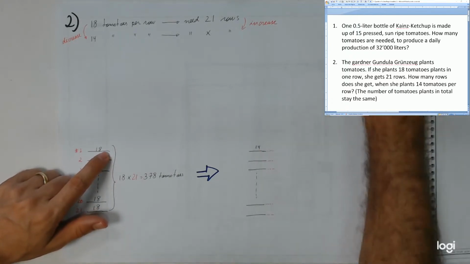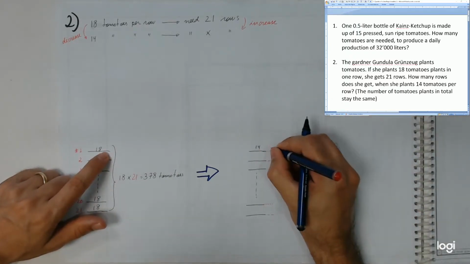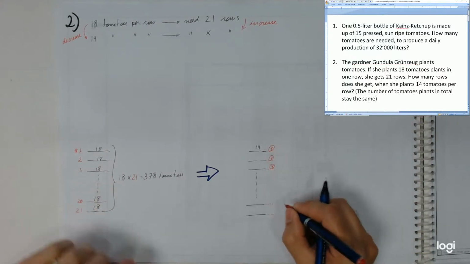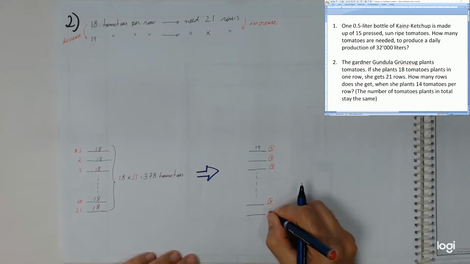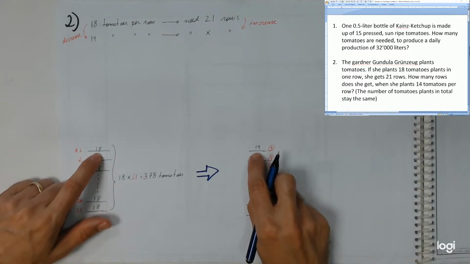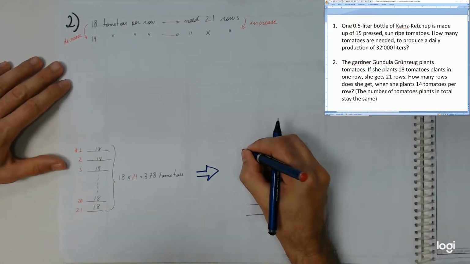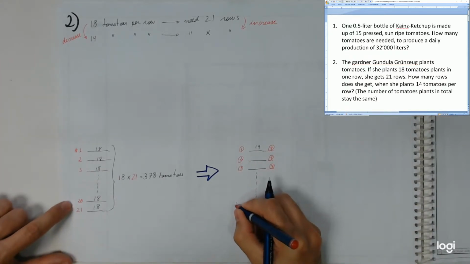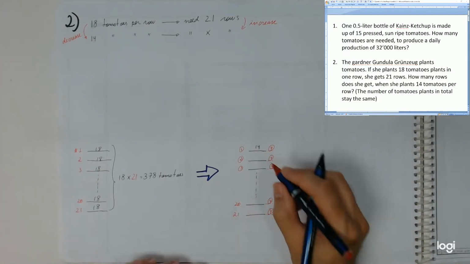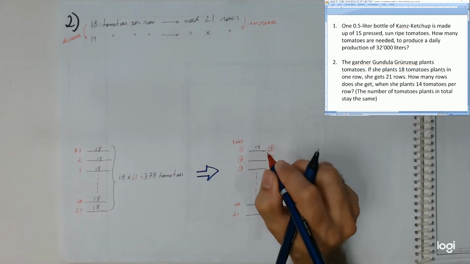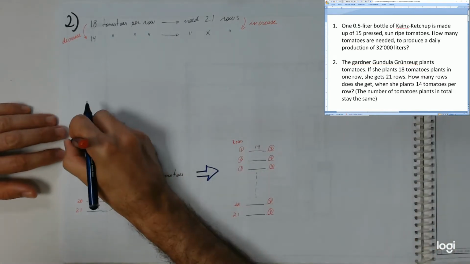When she's planting 14, what is going on? 4 are going to be left for each row. Agree? Because in the first place she used to plant 18 per row. Now she's going to plant only 14. This is the first row, second, the third, and number 20, number 21. Those are the number of rows, okay? No problems. Here again, the rows.